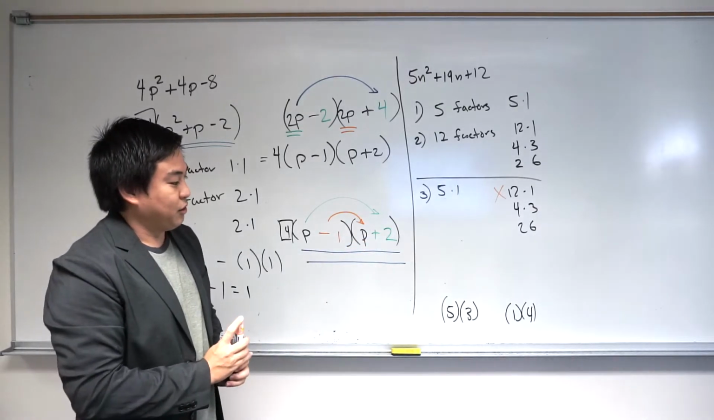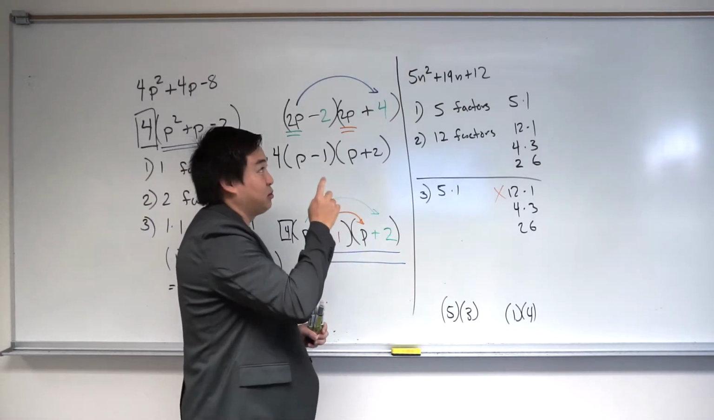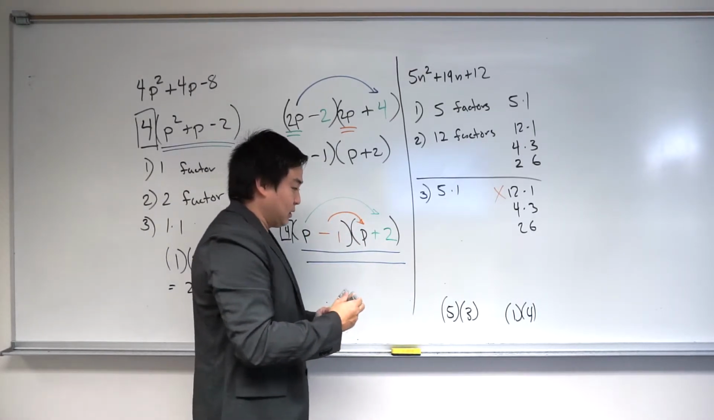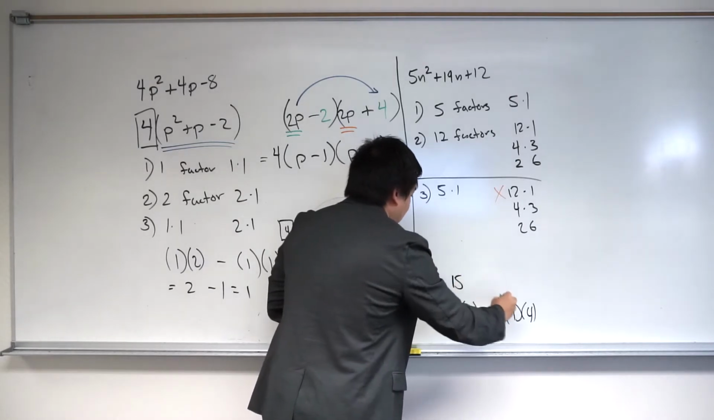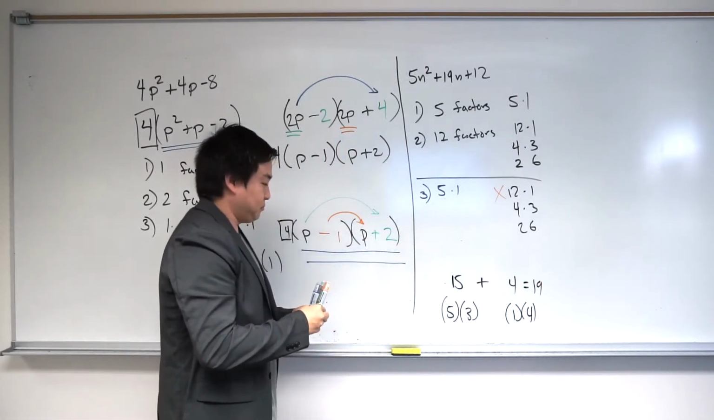15 and 4 are the two numbers that you get, and what can you do to them so that they either add or subtract to get to the 19? So this is 15, this is 4, and add them together, you get 19.